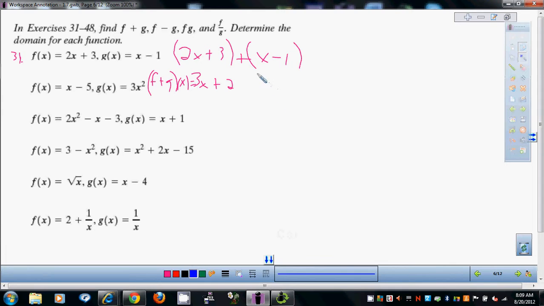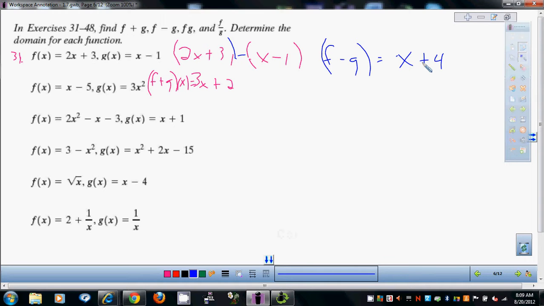When you subtract them, same exact thing, except you put a minus sign in here. So here we go. F minus g. 2x minus x, 1x, 3 minus a negative 1, which is plus 1, so x plus 4 would be f minus g. Questions on just those 2 steps before we go any further?